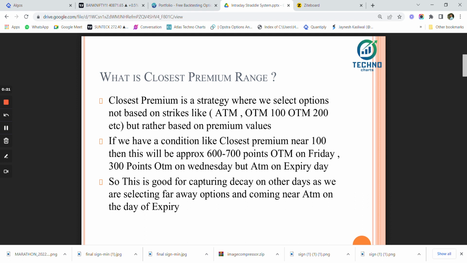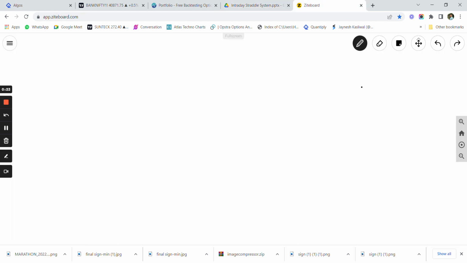Basically, you all know that we generally take positions based upon at the money strike prices, like 100 points out of the money, 200 points out of the money, 500 points out of the money. But closest premium range is a feature where we select a strike price based upon the premium of the strike, right? So let's say that I want to short a 100 rupees option every day. Now on Friday, this 100 rupees option could be 600 points out of the money. On Monday, it could be 500 points out of the money. On Thursday, it would be near the at the money strike price.